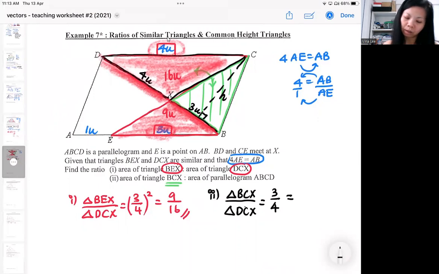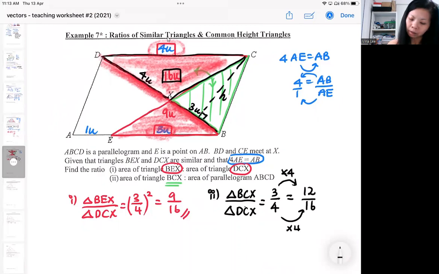And I'm going to make it into 16, so I'm going to times 4, and I get 16 units. I'm going to times 4 again, and I get 12 units. So this part here will be 12 units. From here, I know that BCX is 12 units.